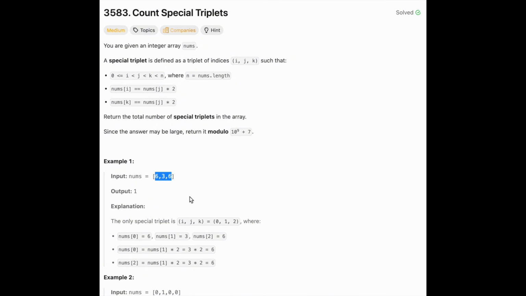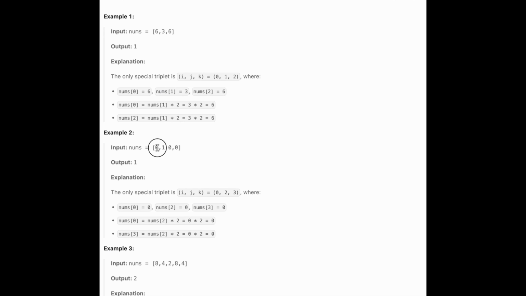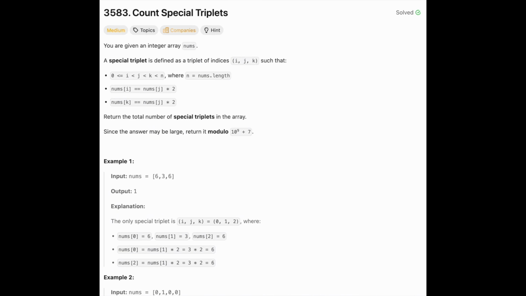Because 6, 3, and 6 is a valid special triplet because 6 is 2 times 3. If we look at this example, 0 and these two zeros is a special triplet because 2 times 0 is 0. So we return 1. If we look at this example, we return 2 because we can form a special triplet with 8, 4, and 8. And we can also form it with 4, 2, and 4. So we return 2.